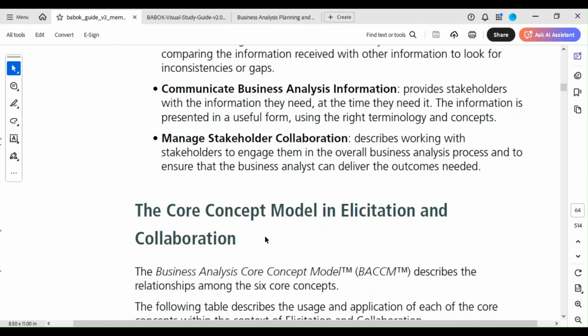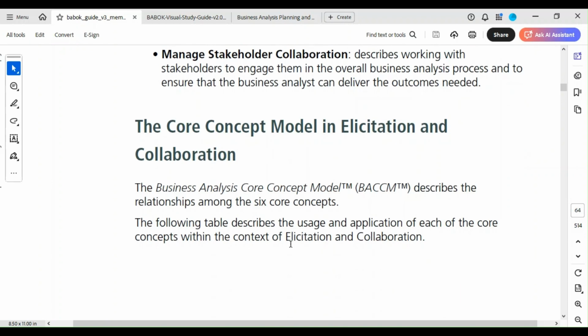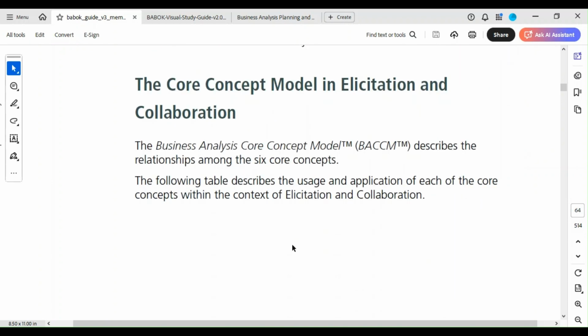Now, manage stakeholder collaboration. It describes working with stakeholders to engage them in the overall business analysis process. So you've collected your requirements. Now you are also letting them know that there are processes and steps involved in elicitation and collaboration, to ensure that the business analyst can deliver the outcomes needed.